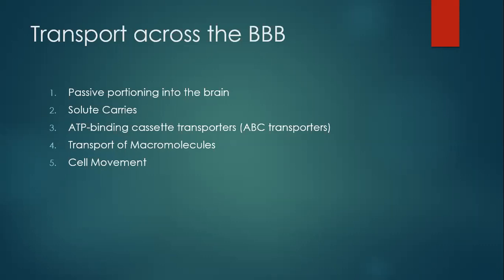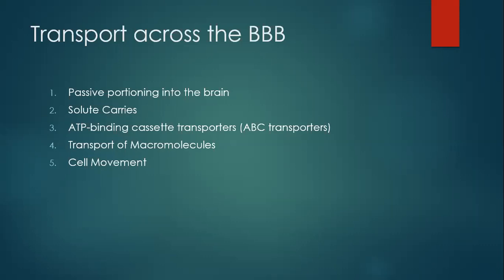The transport of macromolecules across the blood-brain barrier is another way. So endocytotic vesicles are the main route for any solutes that enter the brain that have a large molecular weight or are particularly heavy. So I think the cutoff was about 450 daltons.